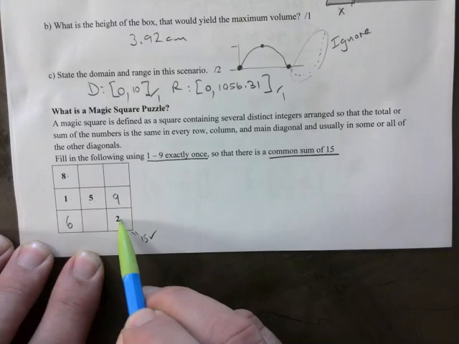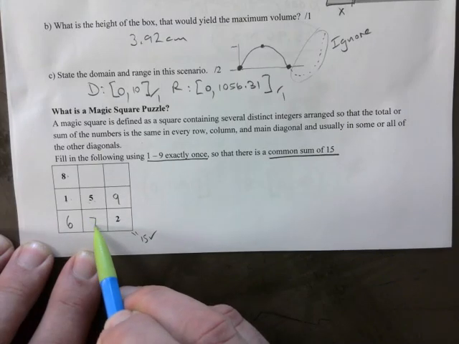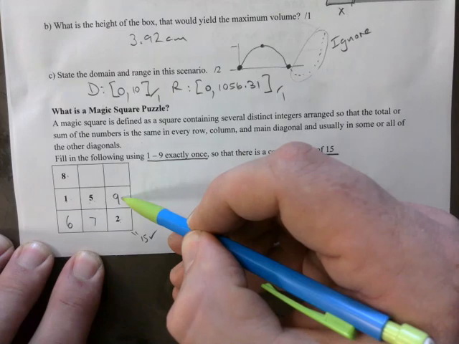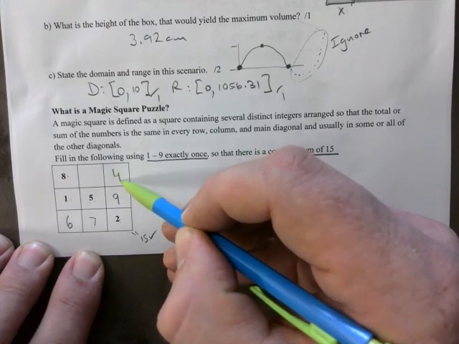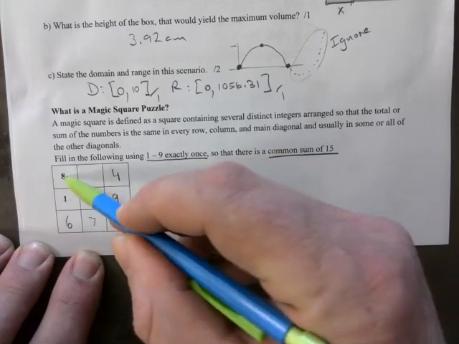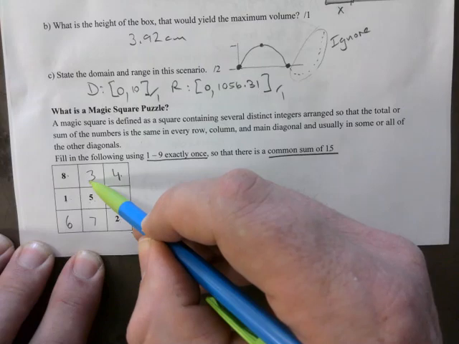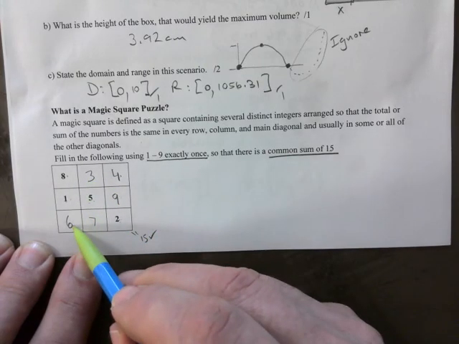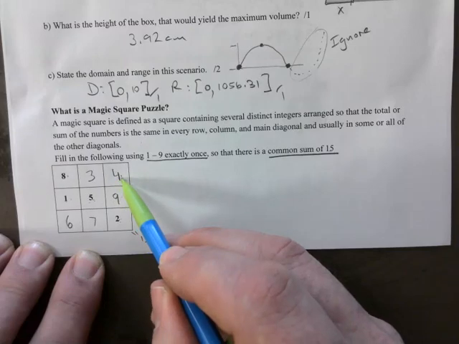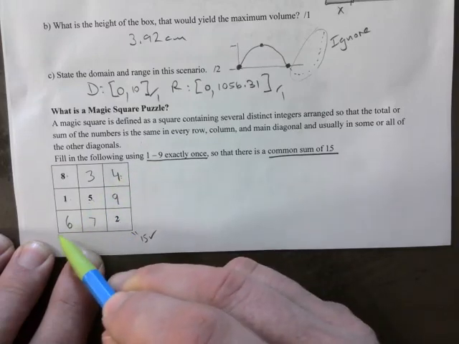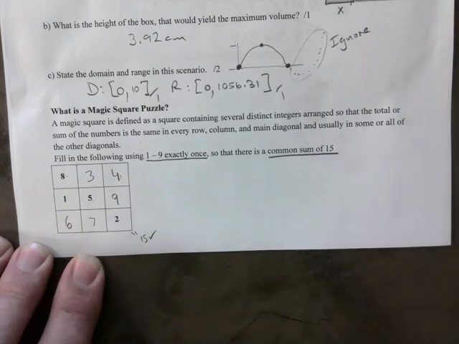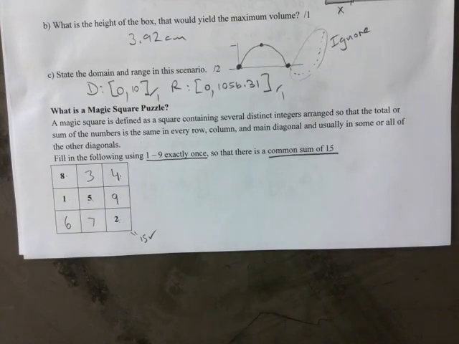6 and 2 is 8. So this must be a 7. 9 and 2 is 11. So this must be a 4 to make it 15. 8 and 4 is 12. So this has to be a 3 to make that 15. So let's check. 6 and 5 is 11 and 4 is 15. So you got 15 here. You've got 15 everywhere you go. So that is what we call a magic square.